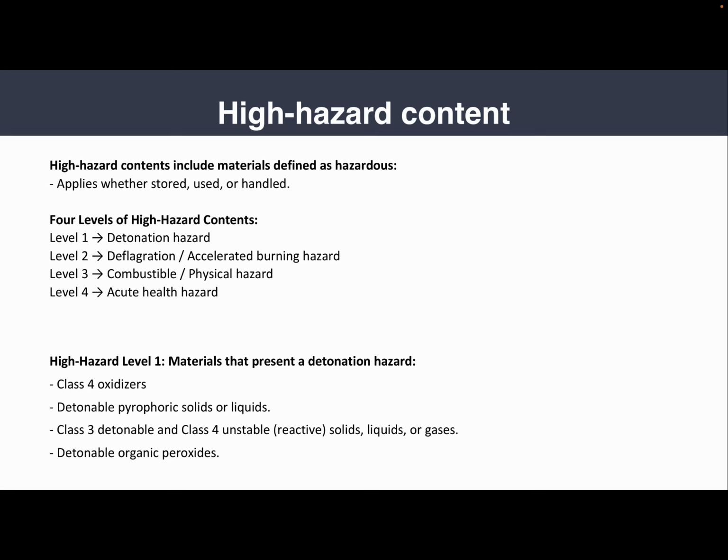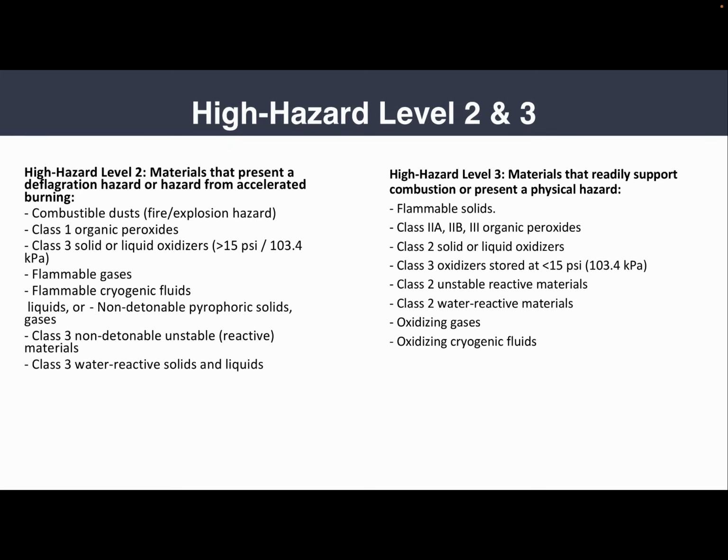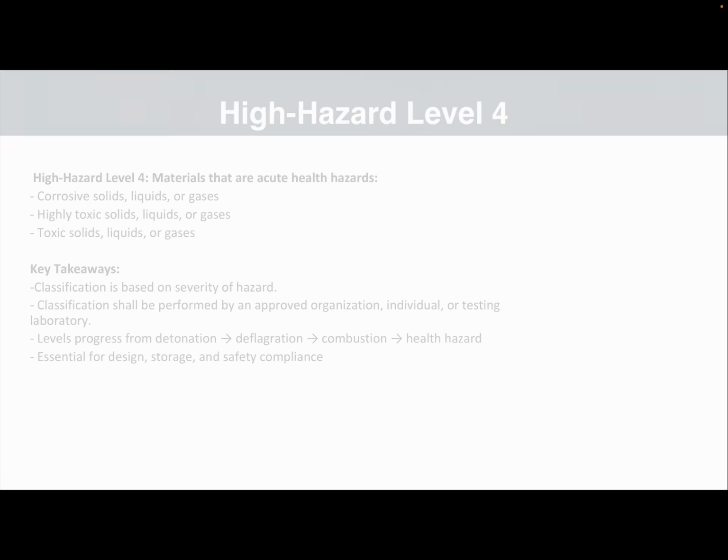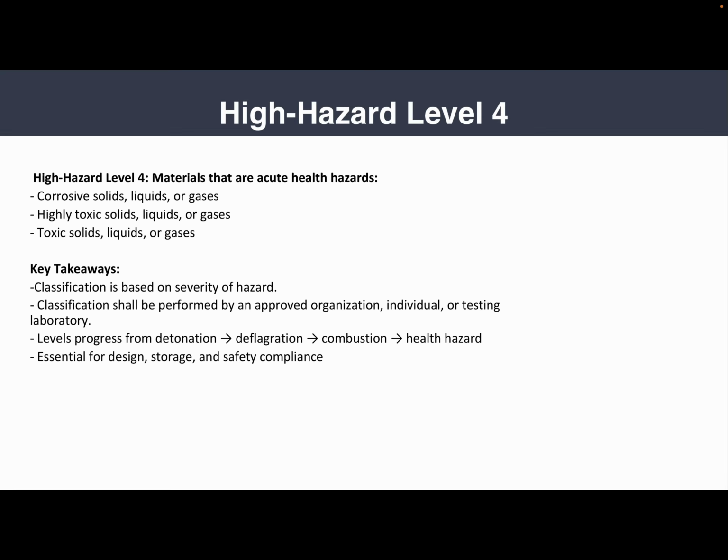Level 2 materials present deflagration or fast-burning hazards. These include flammable gases and combustible dust. Level 3 materials are combustible or present a physical hazard, such as flammable solids or oxidizing gases. And Level 4 is materials that are acute health hazard substances that are highly toxic or corrosive, such as chlorine gas. Each level defines the building fire resistance, explosion venting, and separation requirements.